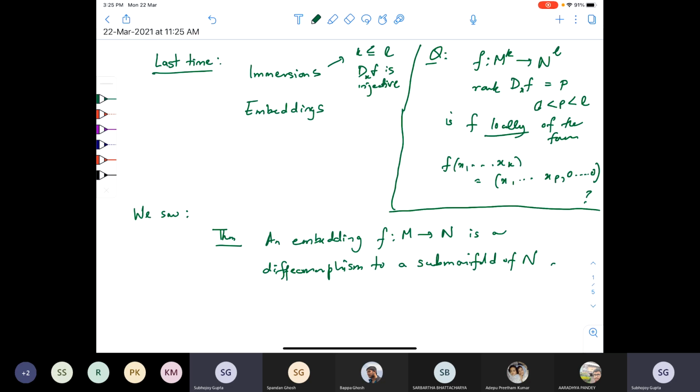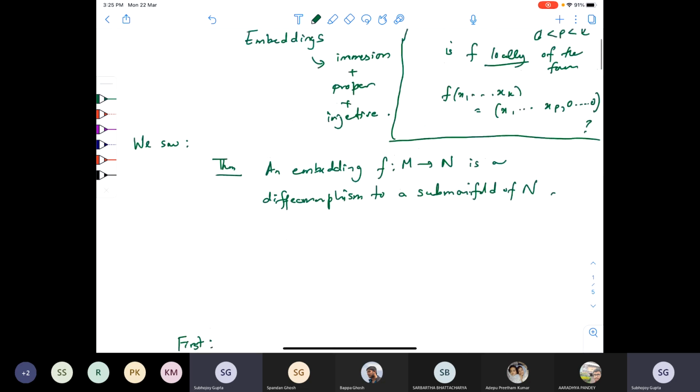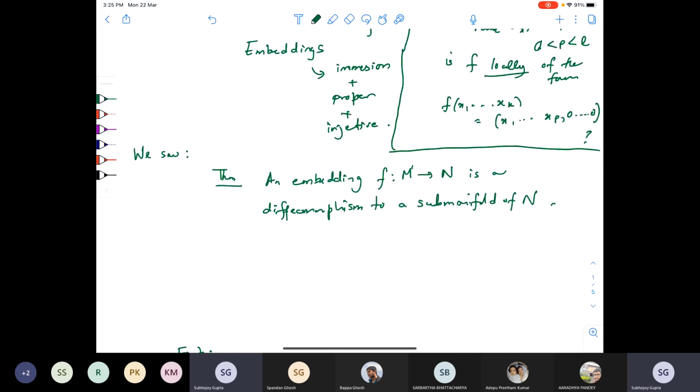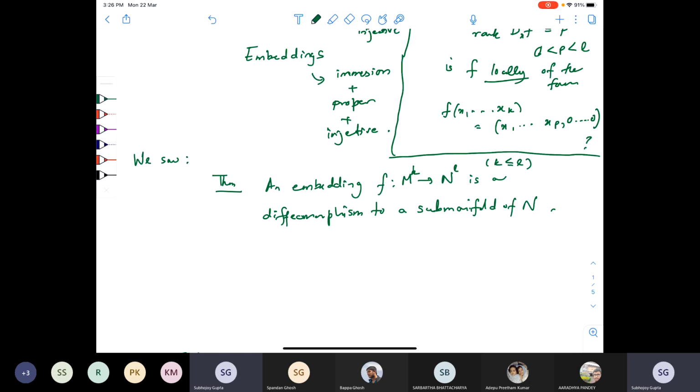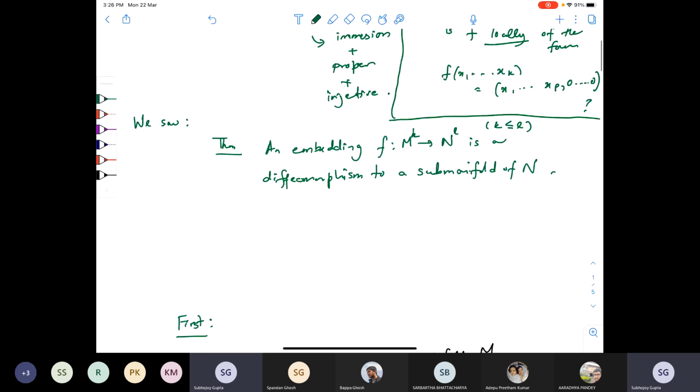And an embedding is something which is an immersion, but which is proper and injective. Okay, so that's an embedding, and we saw that an embedding of a manifold, say k-dimensional to l-dimensional here, k is less than or equal to l, is actually always a diffeomorphism to a submanifold of N. Okay, so this M would now be sitting inside capital N as a submanifold. All right, so that was what we saw last time.